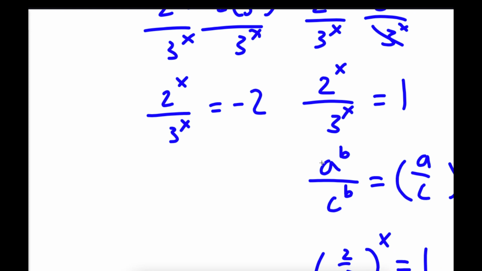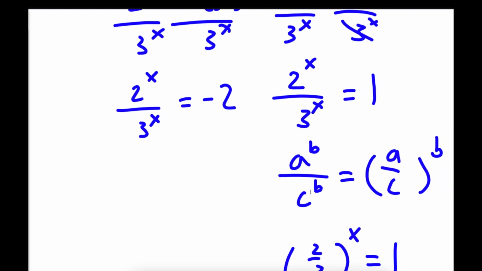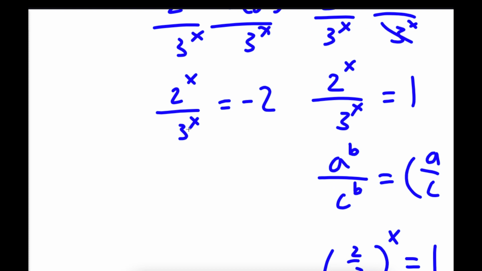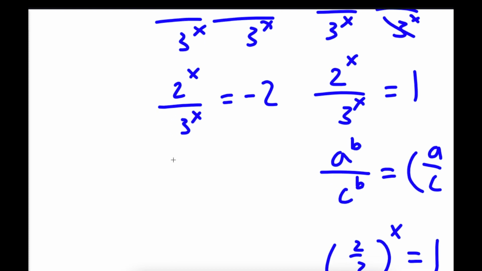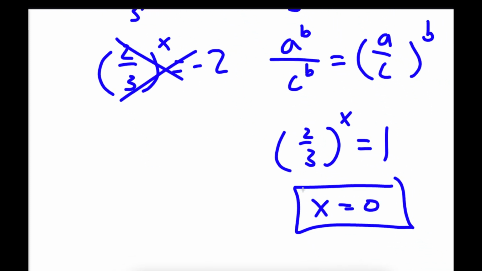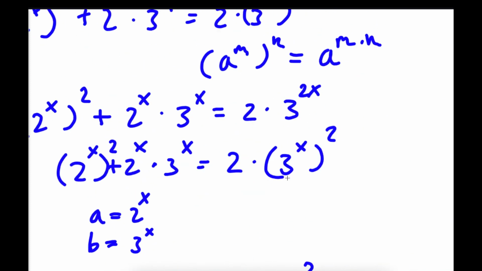Now remember, if we have something in the form a to the power of b over c to the power of b, this is equal to a over c to the power of b. So 2 to the power of x over 3 to the power of x, this is equal to 2 over 3 to the power of x, which is equal to negative 2. However, this equation has no solution because you can't take a power of a positive number and make it negative. Meaning our only solution to this equation is x equals 0.